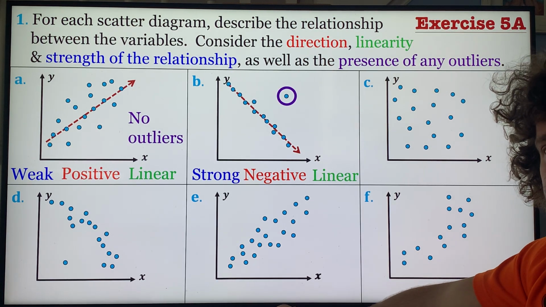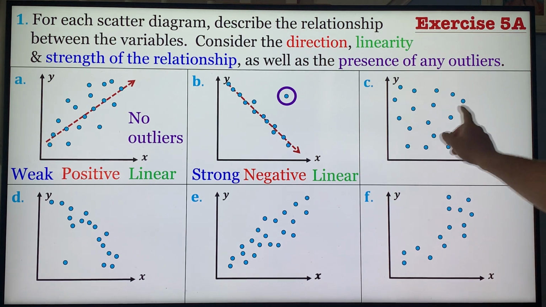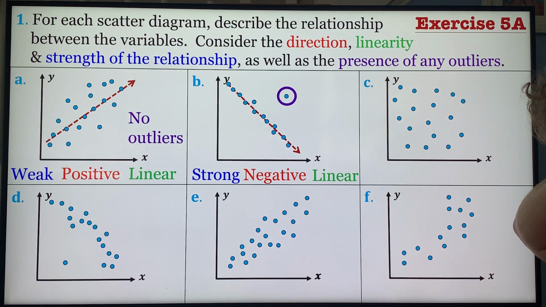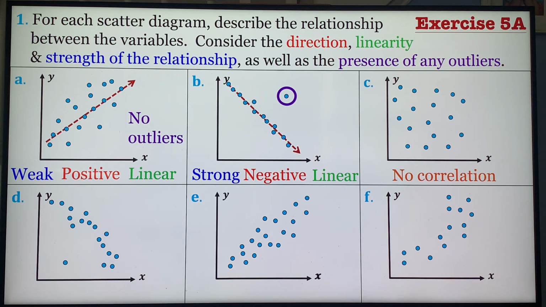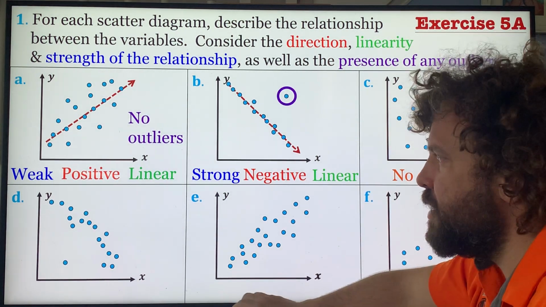All right. C. Ooh. What do you think about this one? This one's a trick one. Got it. No correlation whatsoever. If you have no correlation, it can't be weak or strong or moderate. There's none. Can't be positive or negative. There's none. Can't be linear because there's none. Right? Can't be no outliers because they're all outliers.